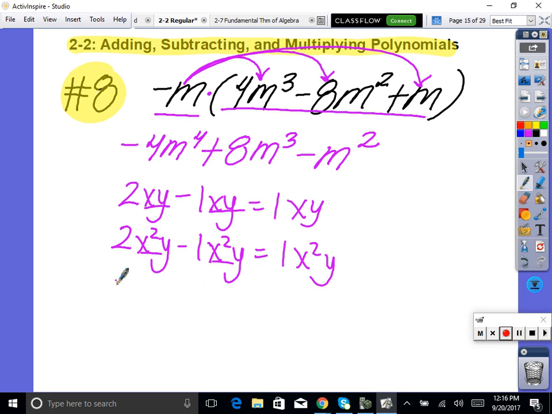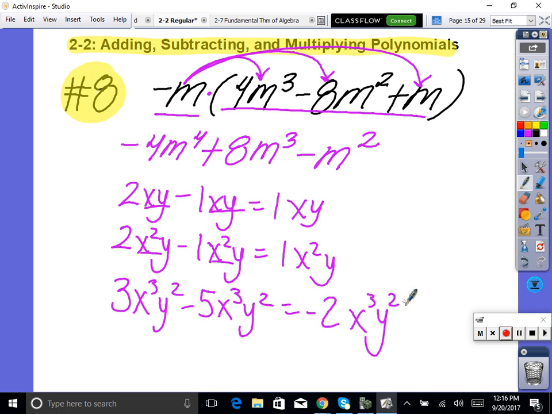So let me try this one more time. 3x cubed y squared minus 5x cubed y squared is how many x cubed y squared? Negative 2x cubed y squared. The apple, you're going to hear me say it. The apple doesn't change, okay? All good. All good? Here we go.